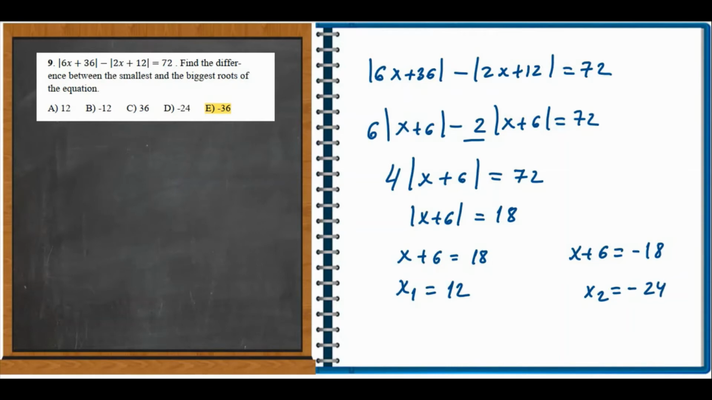The question asks, find the difference between the smallest and the biggest roots of the equation. The smallest is negative 24, the biggest is 12. So their difference will be negative 36. The correct answer is negative 36.